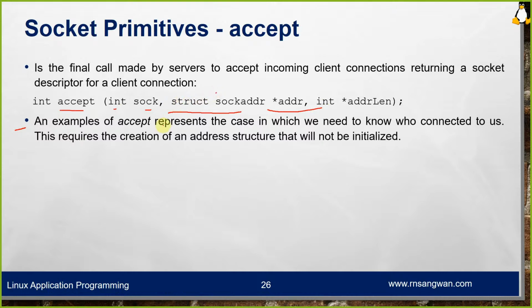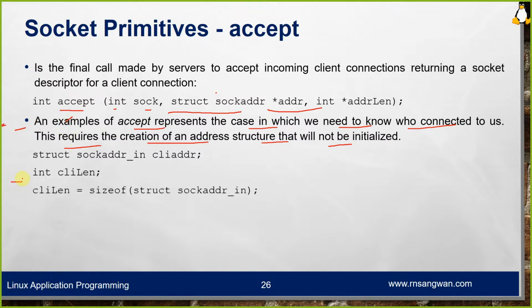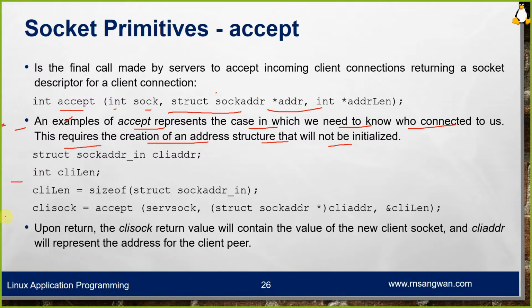And examples of accept represent the case in which we need to know who connected to us. This requires the creation of an address structure that will not be initialized. So this is the structure: socket address, client address, integer, client length. Then client length is the size of the address structure, and then we define this function: accept, server socket, structure socket address pointer type, and then client address and client length.